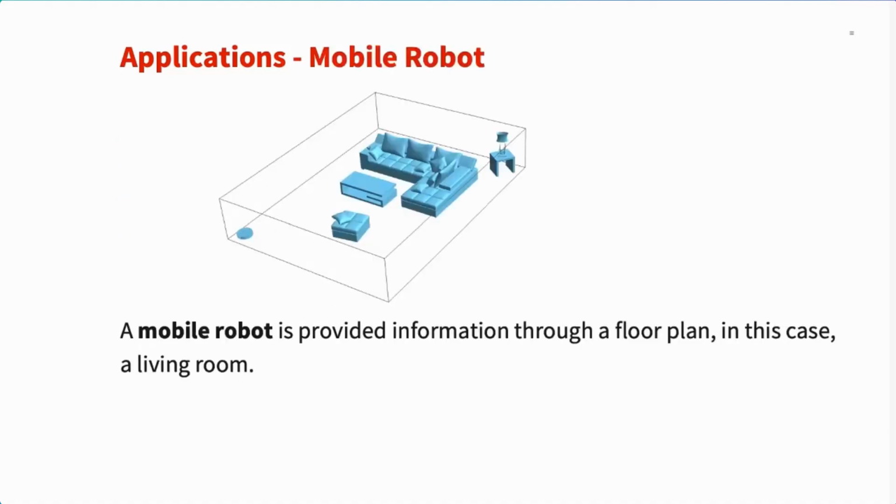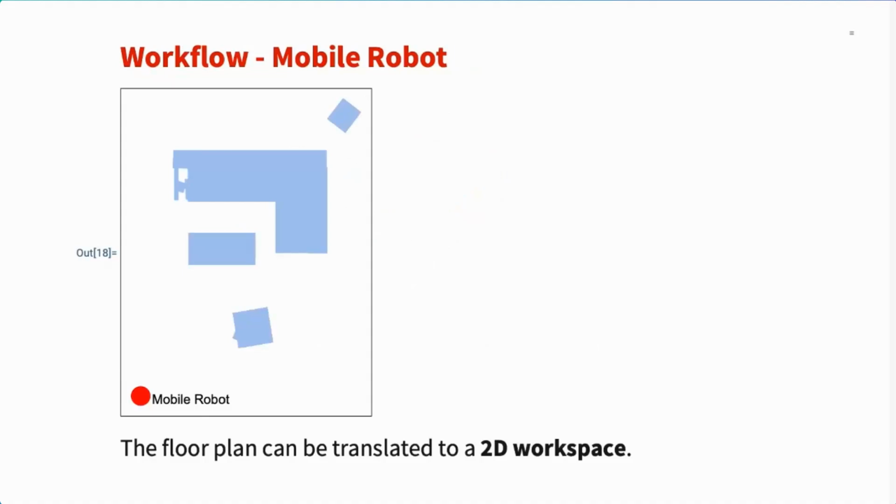Now let's discuss one application. In the case of a mobile robot, say we have a mobile robot that is provided information through a floor plan, in this case, of a living room that it will traverse. Say we're using this mobile robot to clean our living room. Now let's get to the workflow.